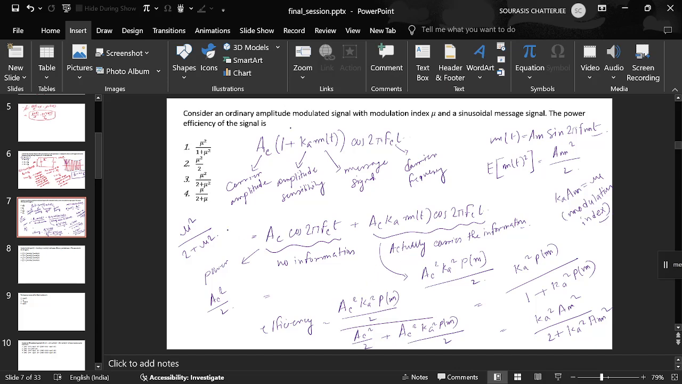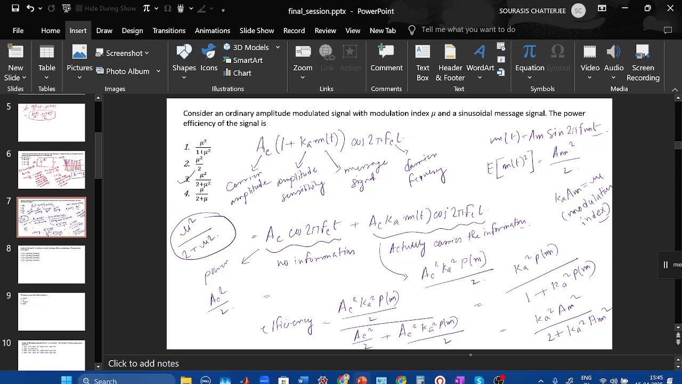So this equation anyway is important. The efficiency is always mu squared divided by 2 plus mu squared. That is the third option here.